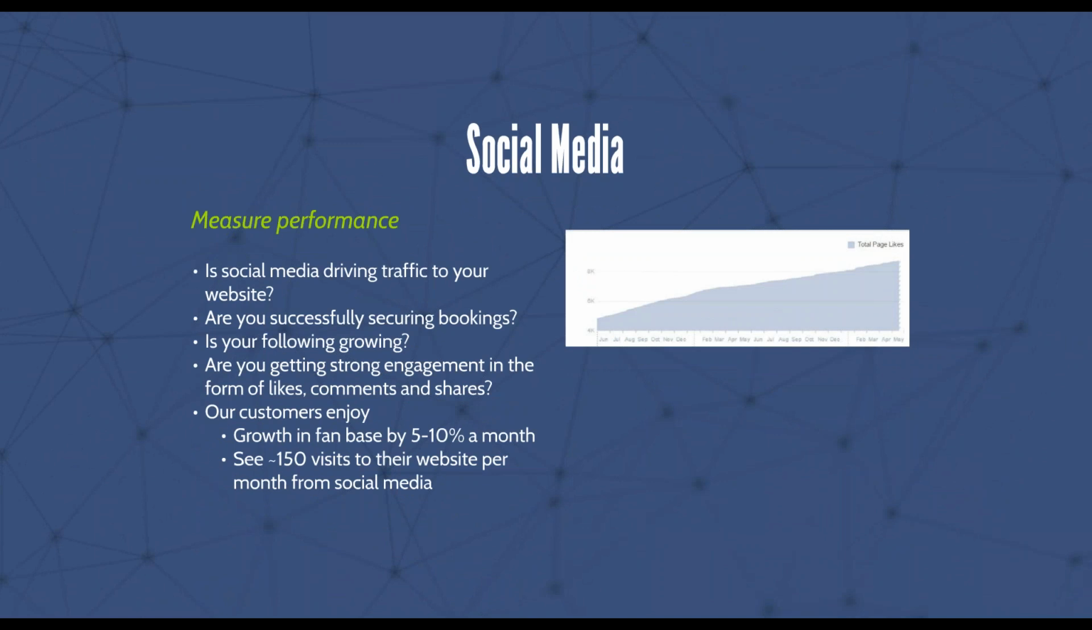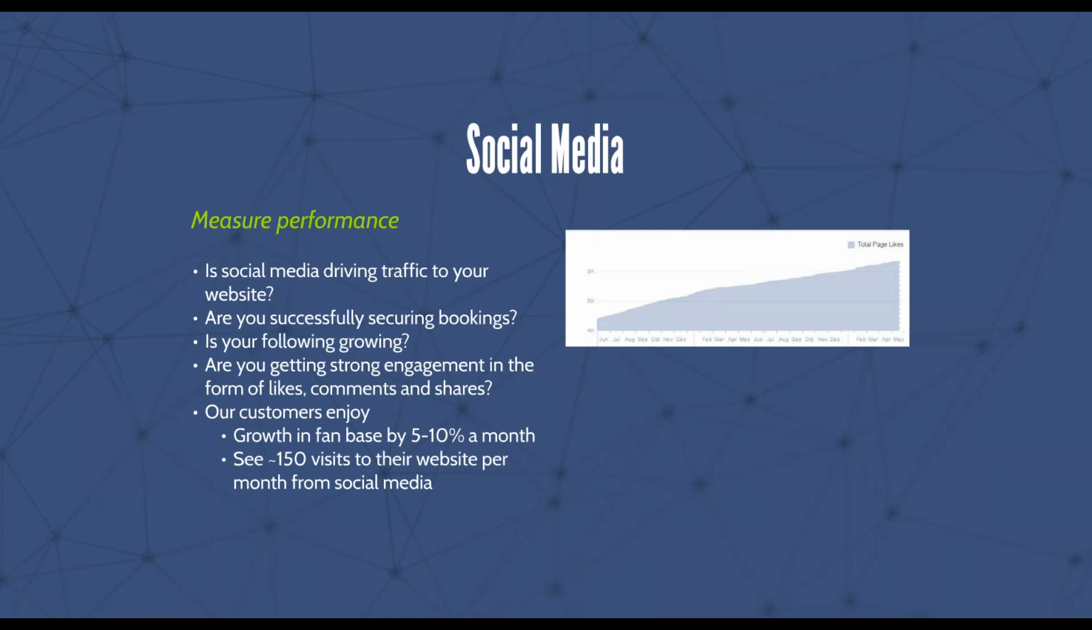So a few goals for social media: measure your performance. Is social media driving traffic to your website? Is it successfully securing bookings? It should be. You should be seeing some bookings coming from it. Is your following growing? We set a goal for our customers to grow their following 5 to 10% per month. And when you do that, the line looks a little bit like it does in that screenshot on the right side of the screen there.